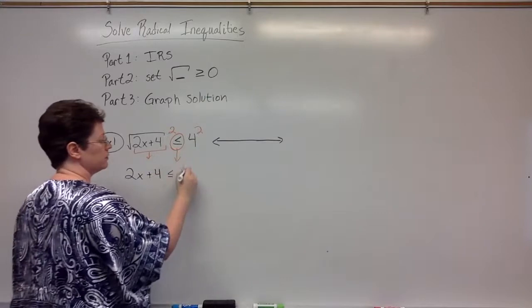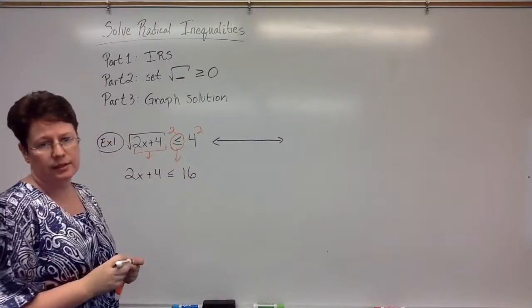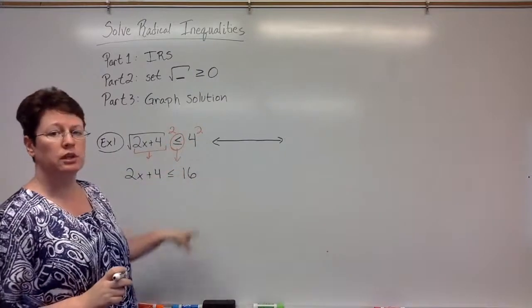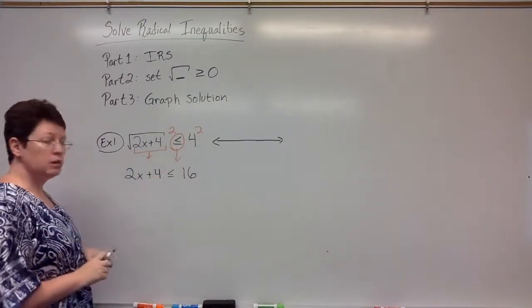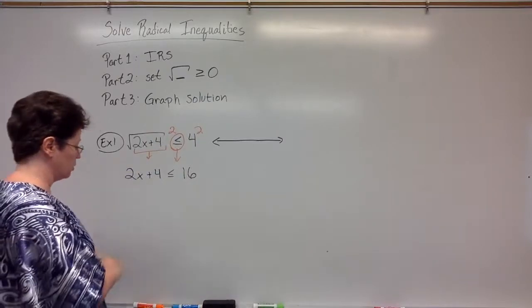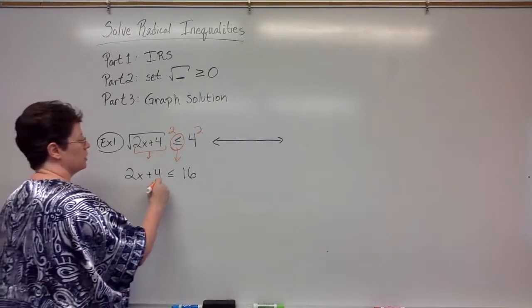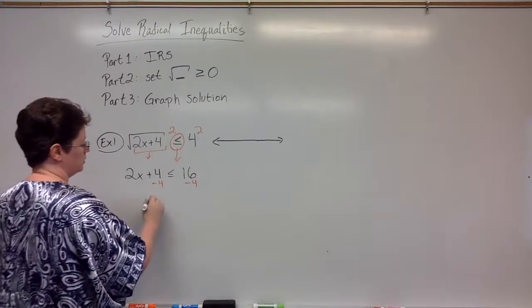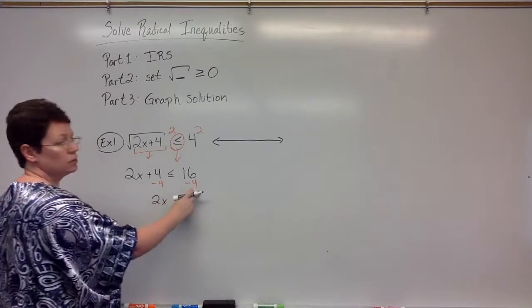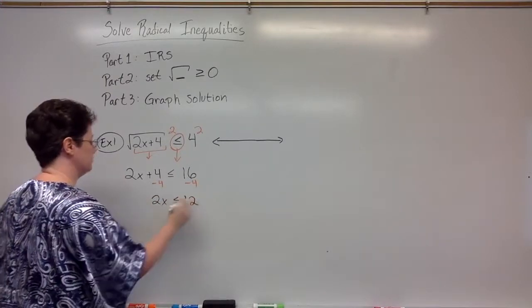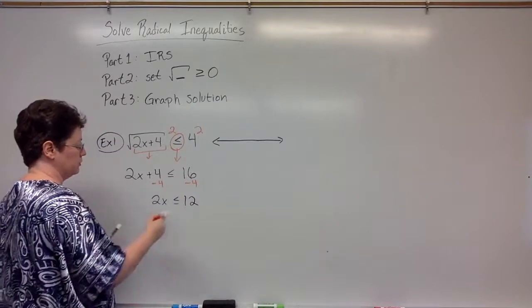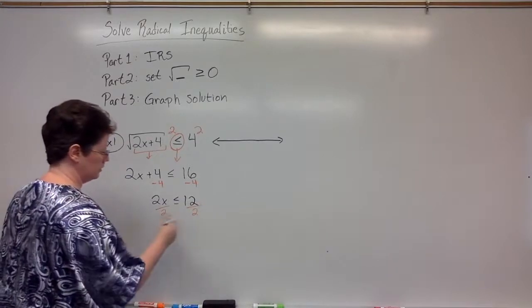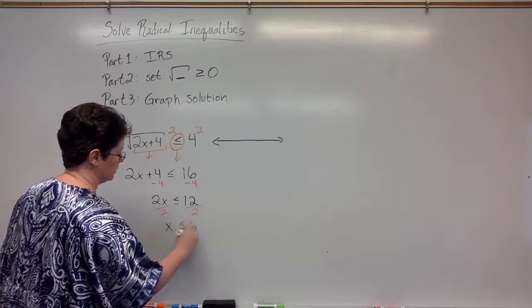4 squared is 16, not 8. I've had students do that. 4 squared, oh, that's 8. No, this is not 4 times 2. It is 4 squared. Okay, now how do I solve for x? Remember, that's our third step. So I'm going to subtract the 4 from both sides. I get 2x less than or equal to 12. Very good. Divide by the 2. And I get x is less than or equal to 6.